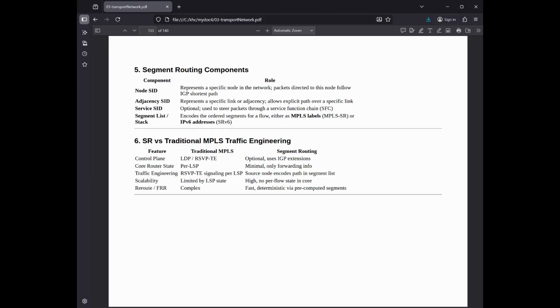Applications of segment routing in 2026. Segment routing, SR, has become the universal transport across multiple network domains. Its primary value is its ability to provide high-performance traffic engineering without the complexity of traditional protocols. Here is how SR is applied across various networking areas.